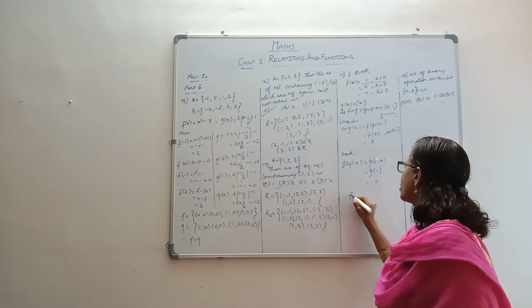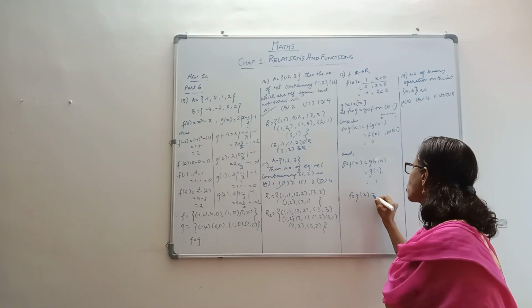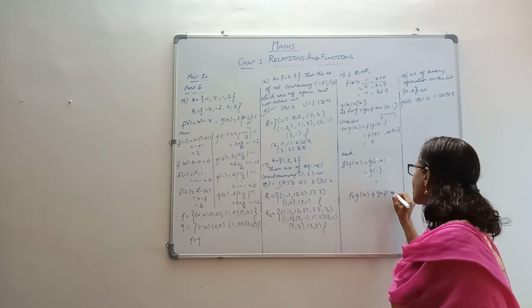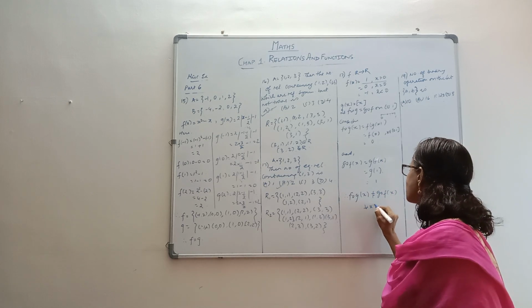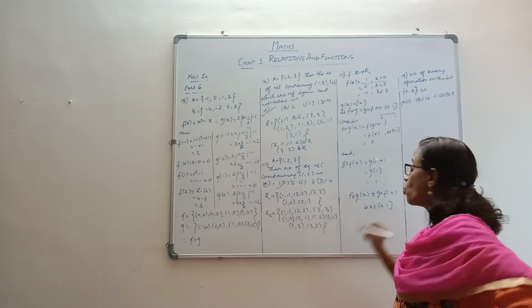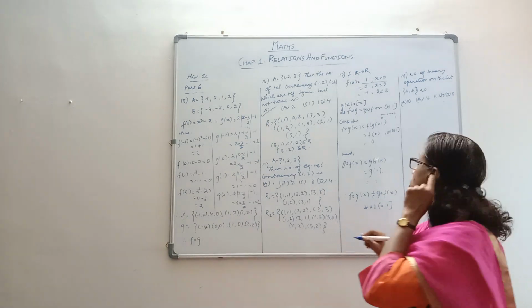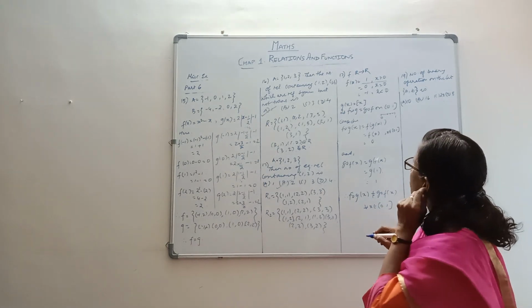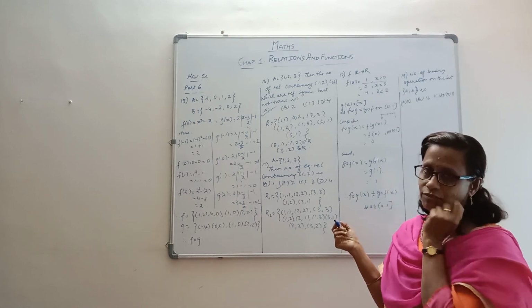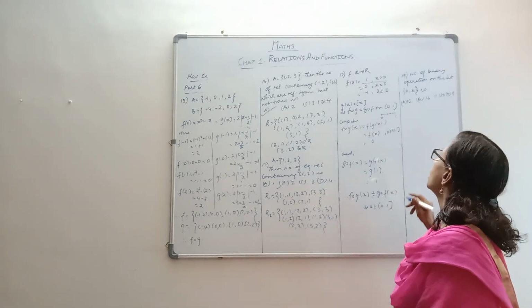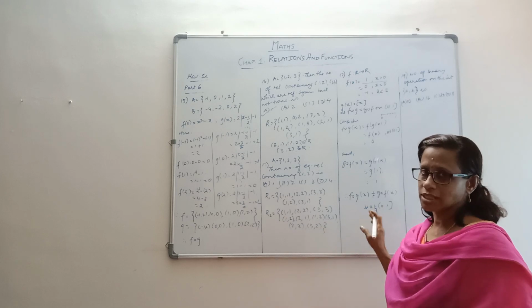So therefore fog at x is not equal to gof at x for all these x belonging to the interval (0,1], 0 open and 1 closed. So that's about problem number 17. They ask us to check and we show that they are not equal. We don't know about other intervals, but in this interval it doesn't hold.